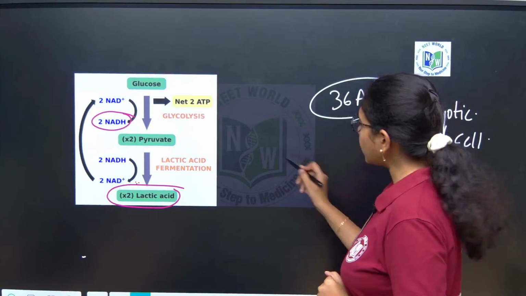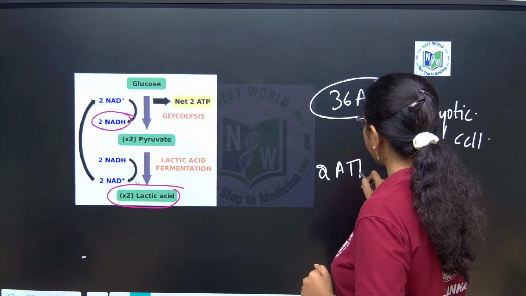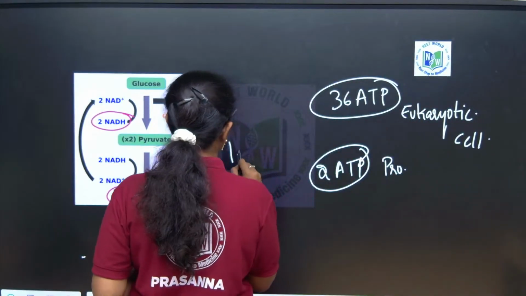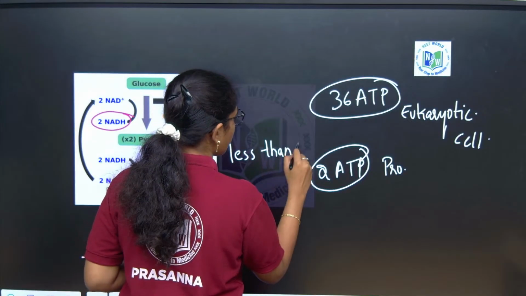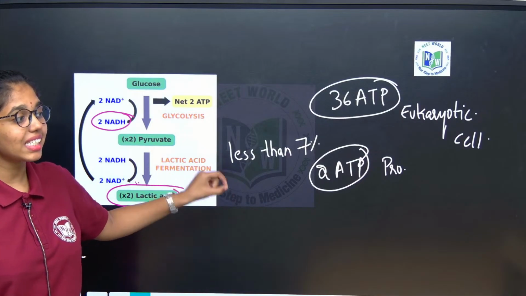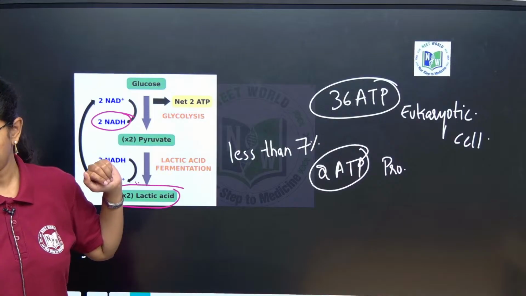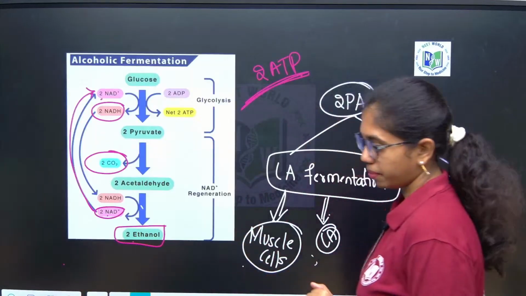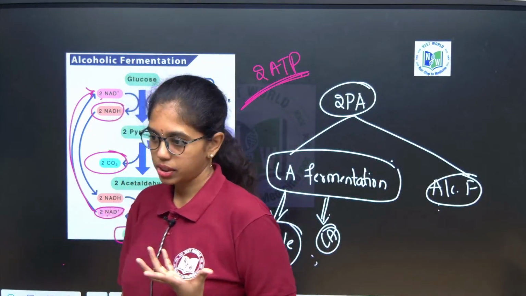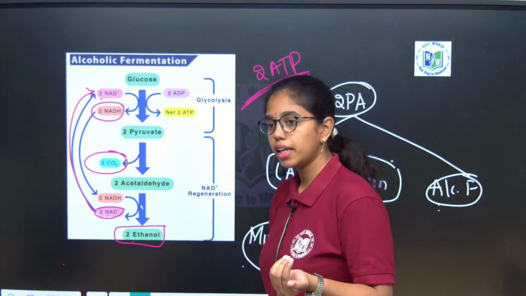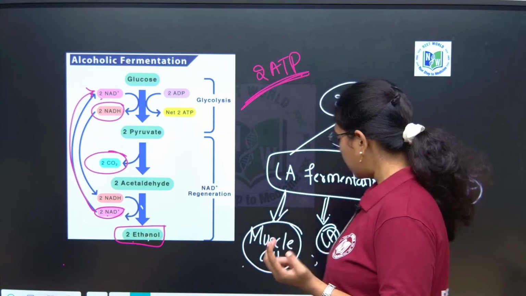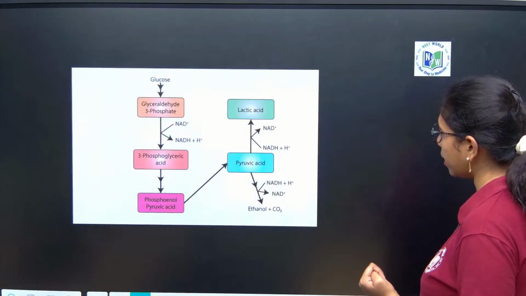Fine. In a prokaryotic cell it is just 2 ATP. So, this is less than 7%, yes or no? The energy released in an anaerobic respiration process is less than 7% of aerobic respiration. In alcoholic fermentation, alcohol of more than 13% in a cell will make the cell poisonous. How much percentage? More than 13% of alcohol, that is ethanol, inside the cell will make it poisonous. Fine. These 2 points from our NCERT, we have to remember them. Next.